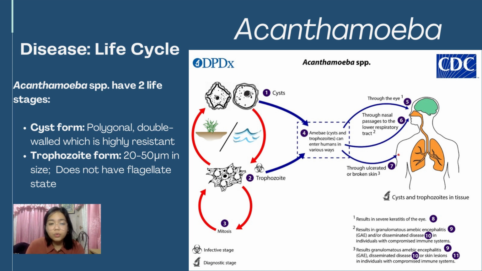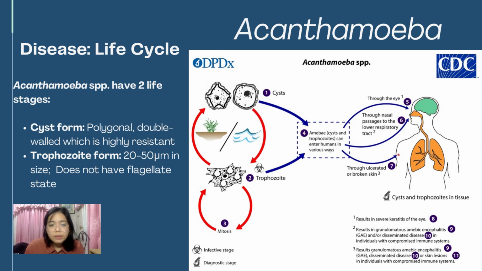Its name comes from the Greek word acanth. It roughly translates to spikes due to the presence of spine-like pseudopodia called acanthopodia in its trophozoite form, while in its cyst form, it possesses polygonal double walls that allow it to be highly resistant to its environment. Unlike in the genus Naegleria, under phylum Percolozoa, as I mentioned, Acanthamoeba only has two stages, the cyst stage and the trophozoite stage.